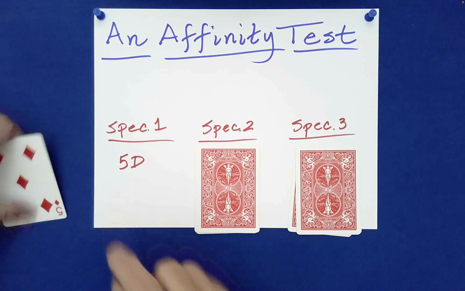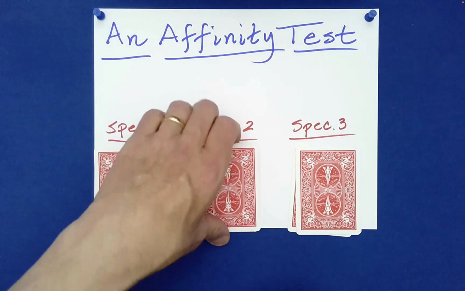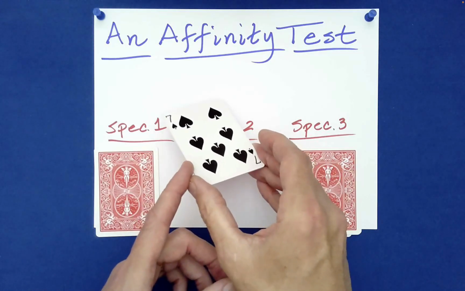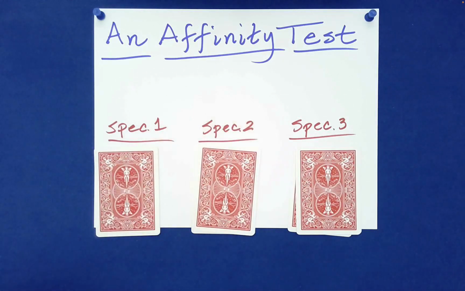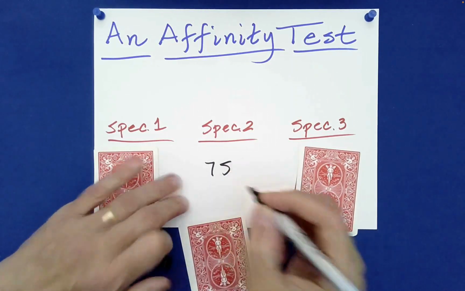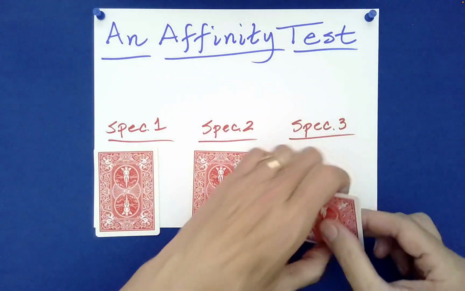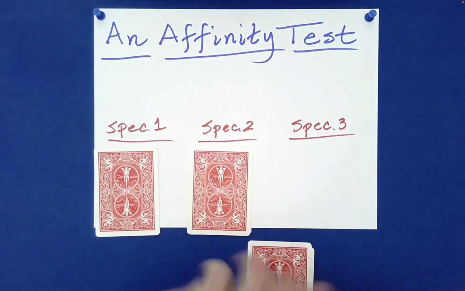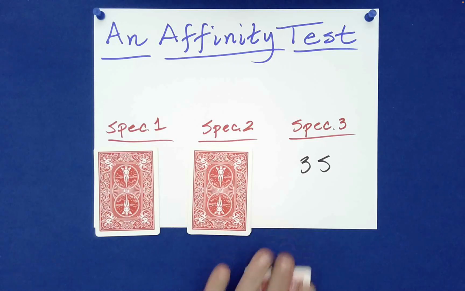Okay, so we know that spectator 1's card is the 5 of diamonds. Now spectator 2 will take theirs and surreptitiously look at it without showing anyone else. So it looks like the 7 of spades. And let me just write that down. 7 of spades. Okay. And then spectator 3's special card. What's that? Oh, 3 of spades. You can see that? 3 of spades. So let's just jot that down. 3 of spades. Okay. Very good.